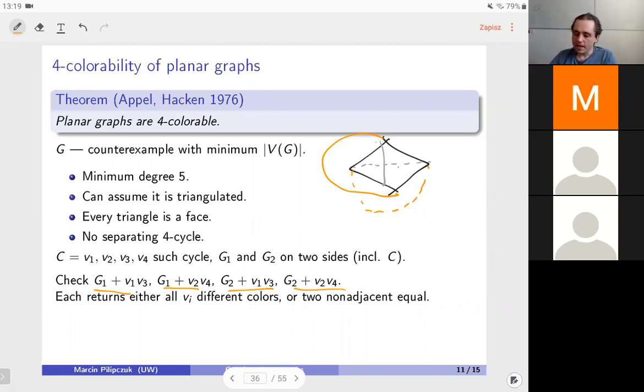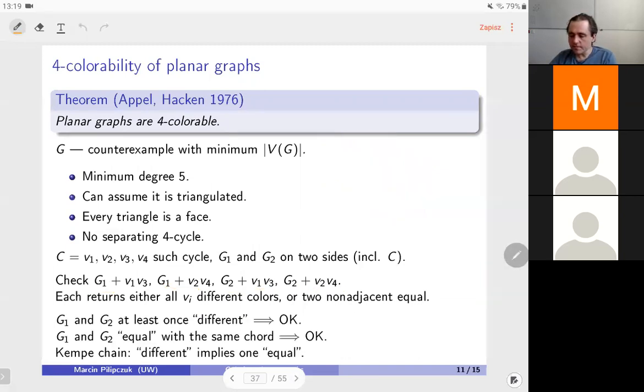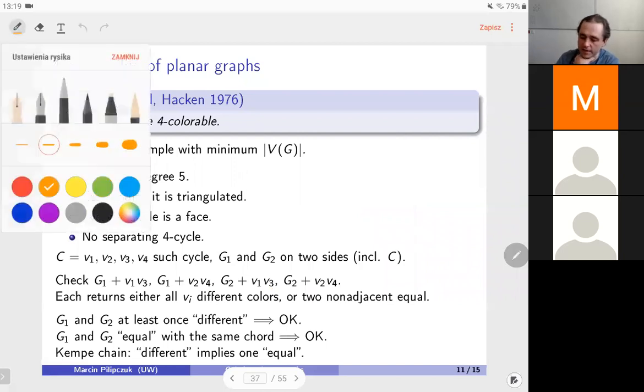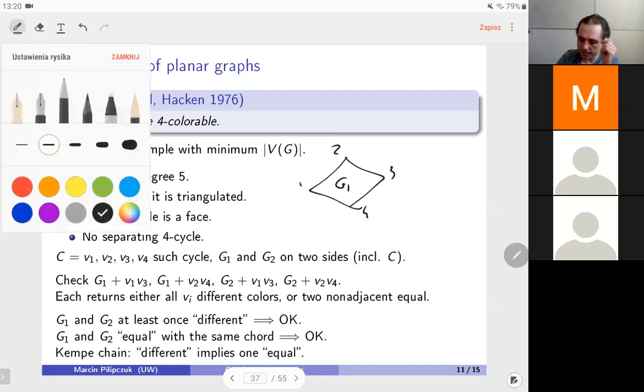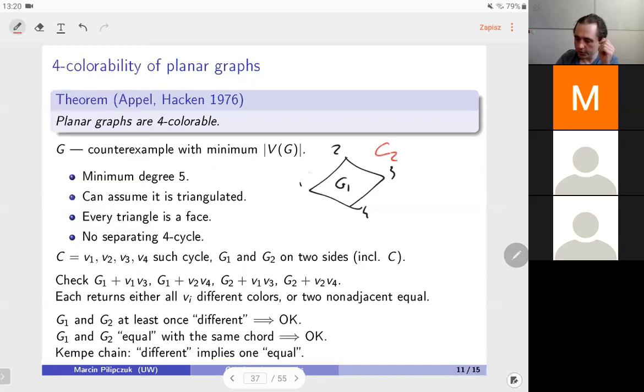The thing is that if one of the colorings of G1 returned colors 1, 2, 3, 4, regardless of whether this was this edge or this edge, and if one of the colorings of G2 returned 1, 2, 3, 4, then we are happy. We're just gluing this coloring. Maybe the names of the colors are different, so we need to permute them, but whatever. Then we are fine.